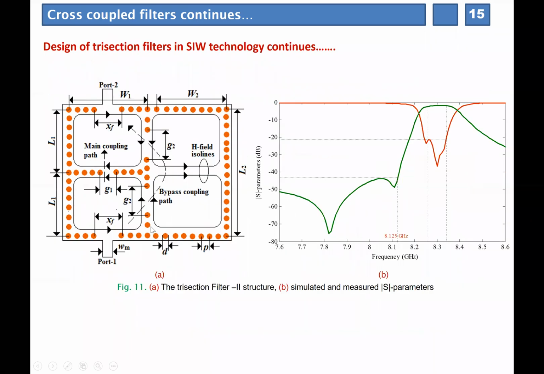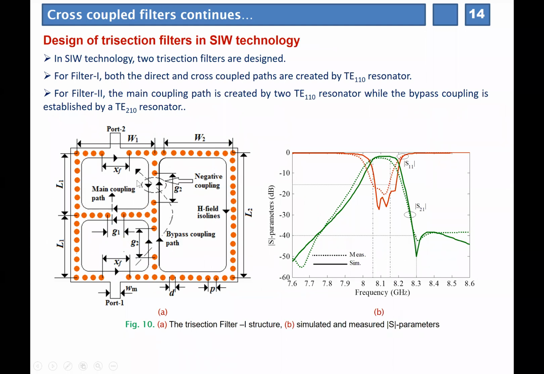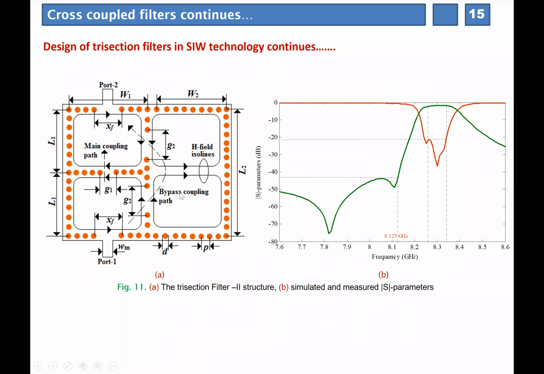And second one, here you can see these two are TE110 cavities, and this one is the TE102 cavity. So there are two half wavelength variations inside this cavity, so that here all are magnetically coupled structures. All resonators are coupled magnetically. That is true for the direct path as well as for the bypass path. Here all couplings are magnetic in nature because they are coupled through that higher current region.